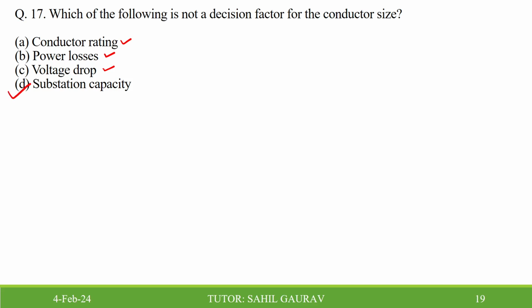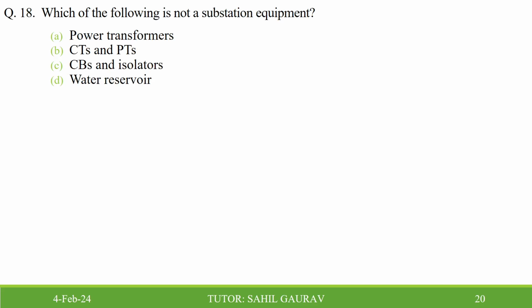Now moving to the next problem. Which of the following is not a substation equipment? The options are power transformers, CT and PT, C is circuit breaker and isolator, and D is water reservoir. I just want this answer from your side. Option D, sir, water reservoir. Yeah, correct. Water reservoir is not a substation equipment.